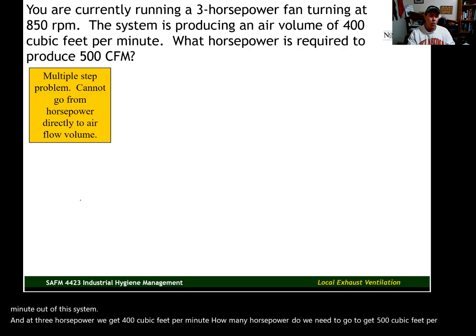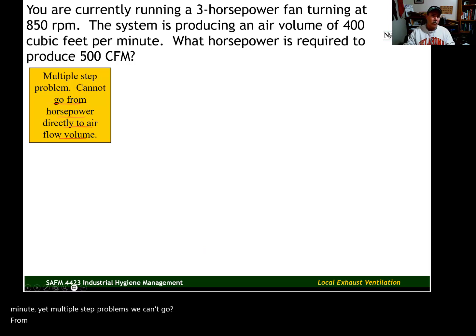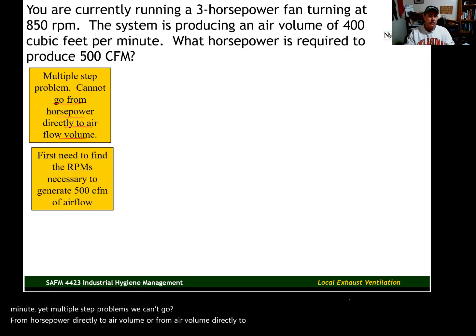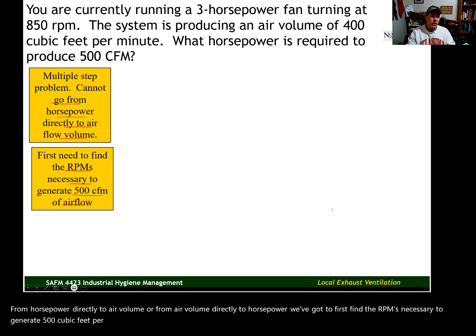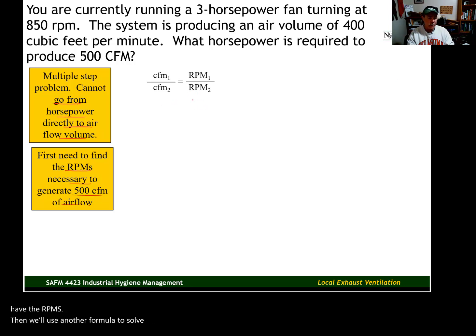Again, multiple step problem. We can't go from horsepower directly to air volume or from air volume directly to horsepower. We've got to first find the RPMs necessary to generate 500 cubic feet per minute of airflow. And here's the formula that expresses the relationship between cubic feet per minute and RPMs. We have everything we need in the problem to solve for the RPMs that we need. Then once we have the RPMs, we'll use another formula to solve for the horsepower. But RPMs first.